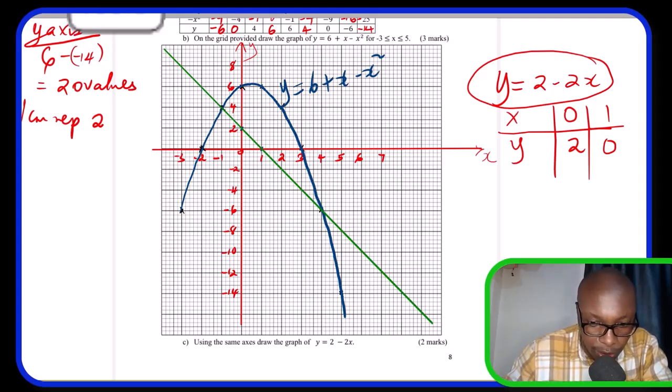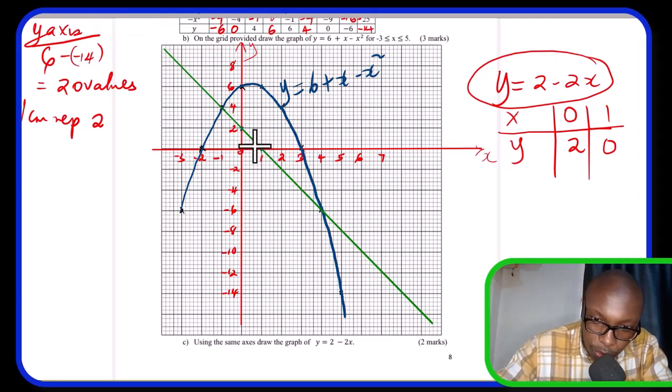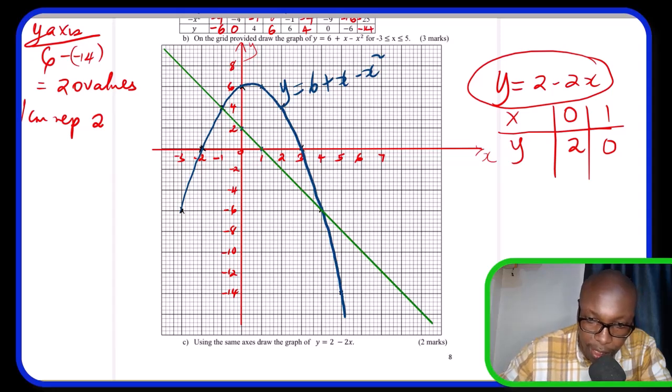I'm using digital tools, that is why you can't see a ruler here. So use a ruler to join these 2 points, we have 0, 2 and 1, 0, those are the points. And then you can extend that one using a ruler. So after doing that, we have used these 2 points.